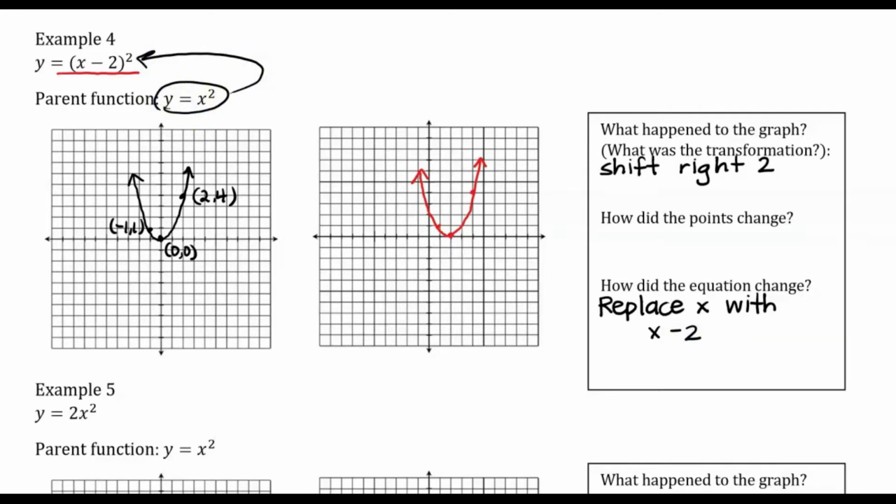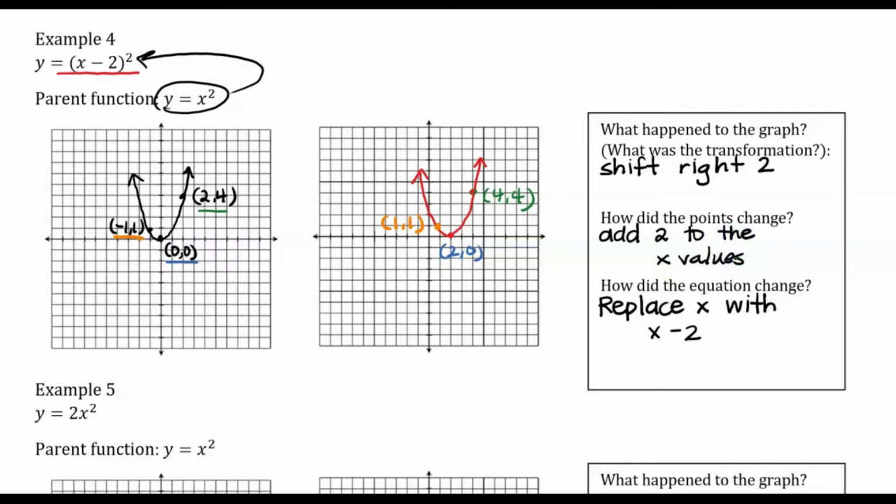And if we take a look at how the points changed, (0, 0) went to (2, 0), (2, 4) went to (4, 4), and (-1, 1) went to (1, 1). So all of those points are transforming by adding 2 to the x values.